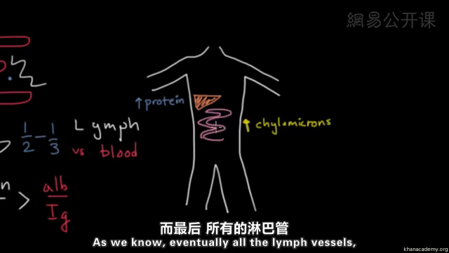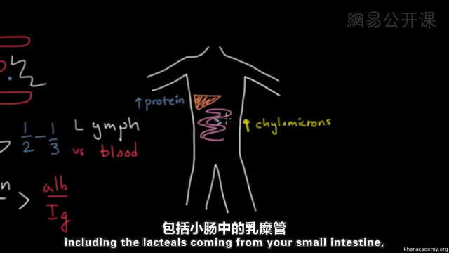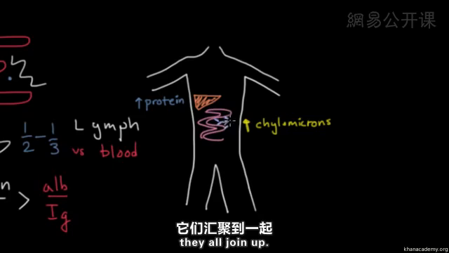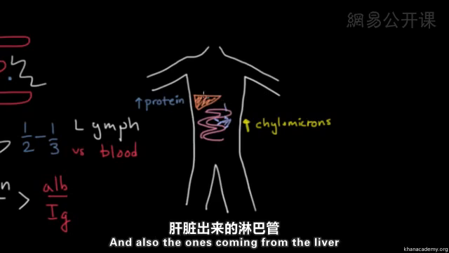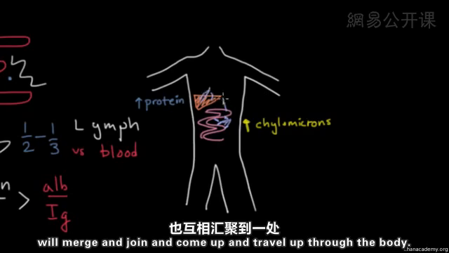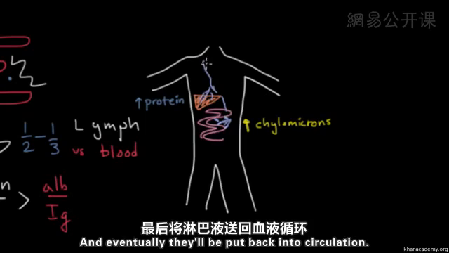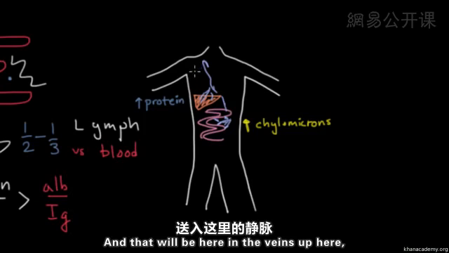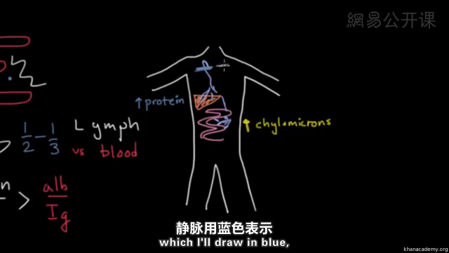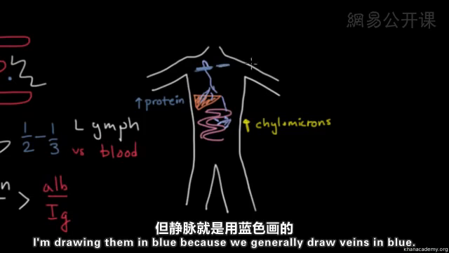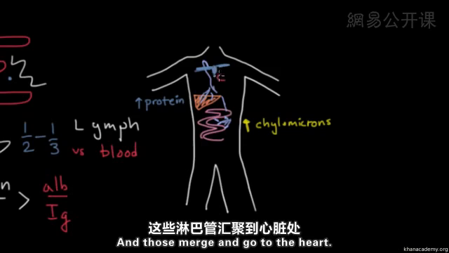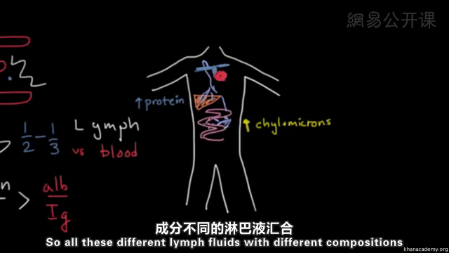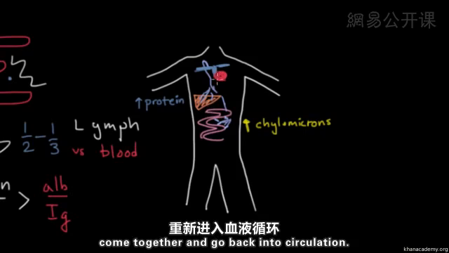As we know, eventually all the lymph vessels, including the lacteals coming from your small intestine, all join up, and the ones coming from the liver will merge and join and travel up through the body, and eventually they'll be put back into circulation, and that will be here in the veins up here, which I'll draw in blue, even though it's getting a little confusing there. I'm drawing them in blue because we generally draw veins in blue, and those merge and go to the heart. So all these different lymph fluids with different compositions come together and go back into circulation.